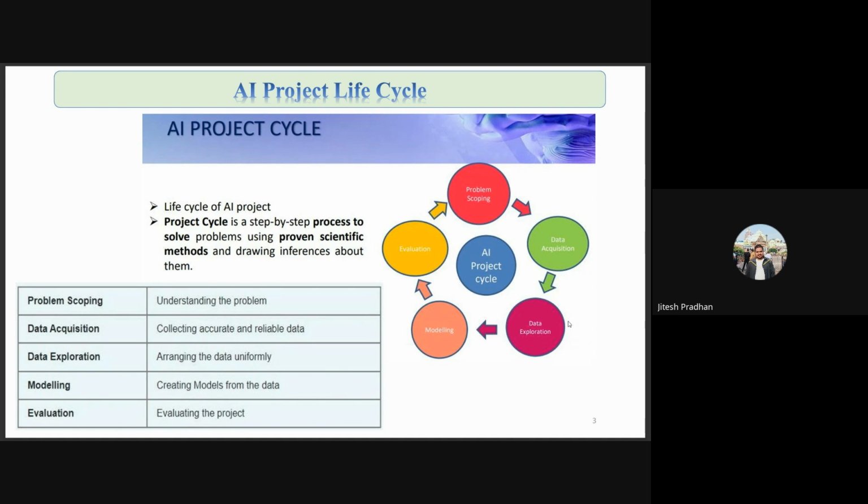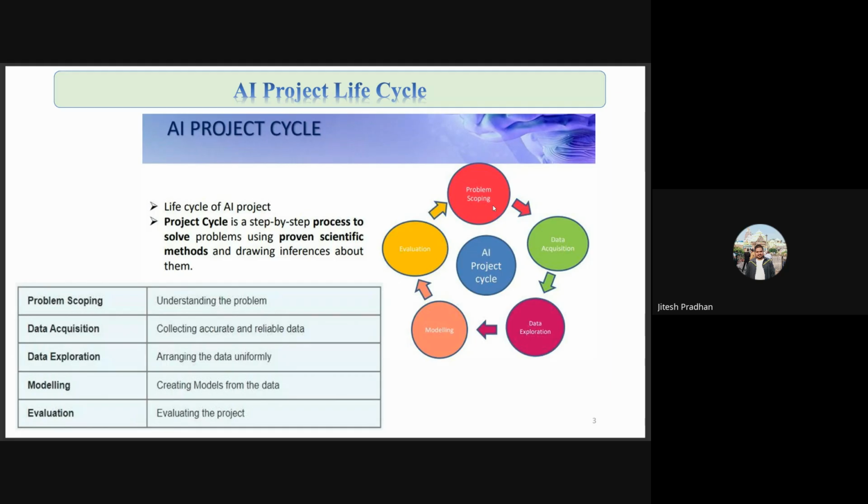So in broad terms, it's a step-by-step process to solve a problem using given scientific methods. In this case, our scientific method will be AI. Now, the first one is problem scoping. Or in other terms, we can call it problem definition, business understanding, or problem understanding also.